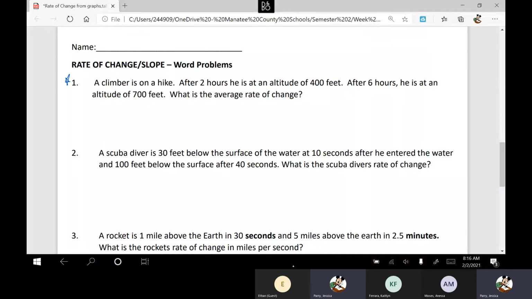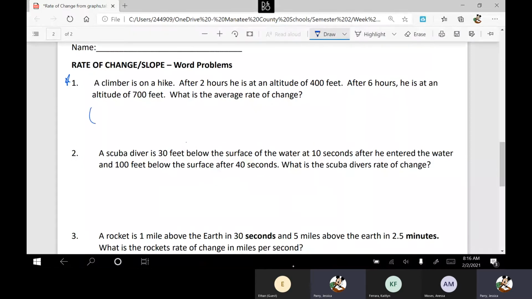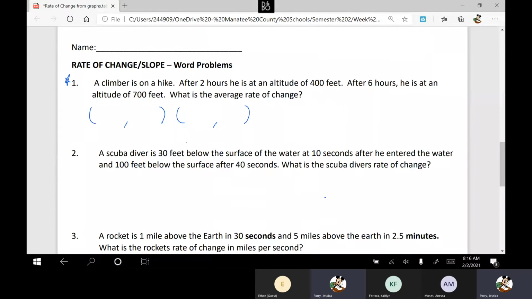A climber is on a hike. After 2 hours, he is at an altitude of 400 feet. After 6 hours, he is at an altitude of 700 feet. What is the average rate of change? Okay, so we're going to have to write out 2 points, x comma y, x comma y. Okay, so we've got our piece of information here. We have the 2 hours, he is at an altitude of 400 feet.